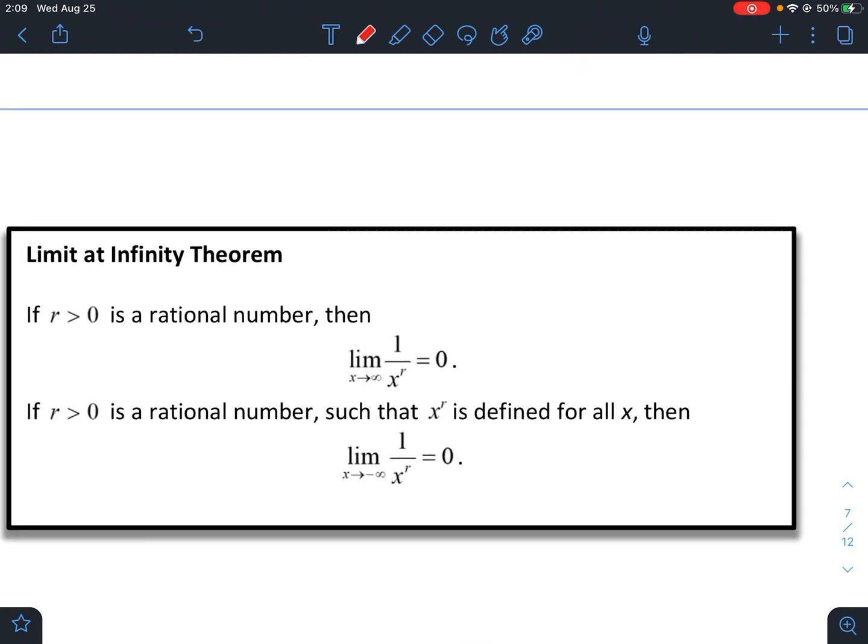All right, here's a limits at infinity theorem. It's a pretty obvious theorem. If the numerator is 1 and the denominator is infinity, 1 over infinity is essentially 0. As x gets bigger, as the denominator gets bigger and bigger, the actual fraction itself will get smaller and smaller.